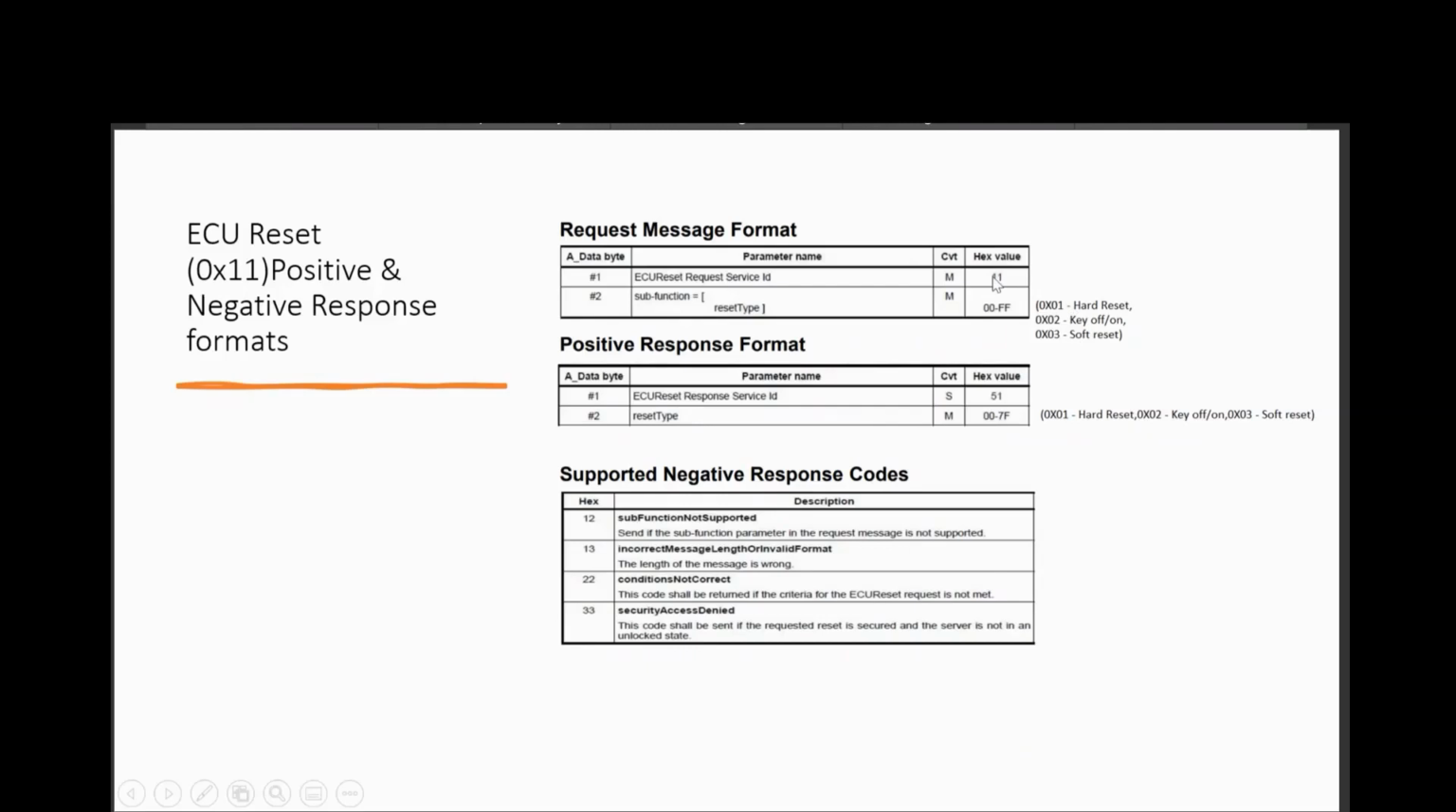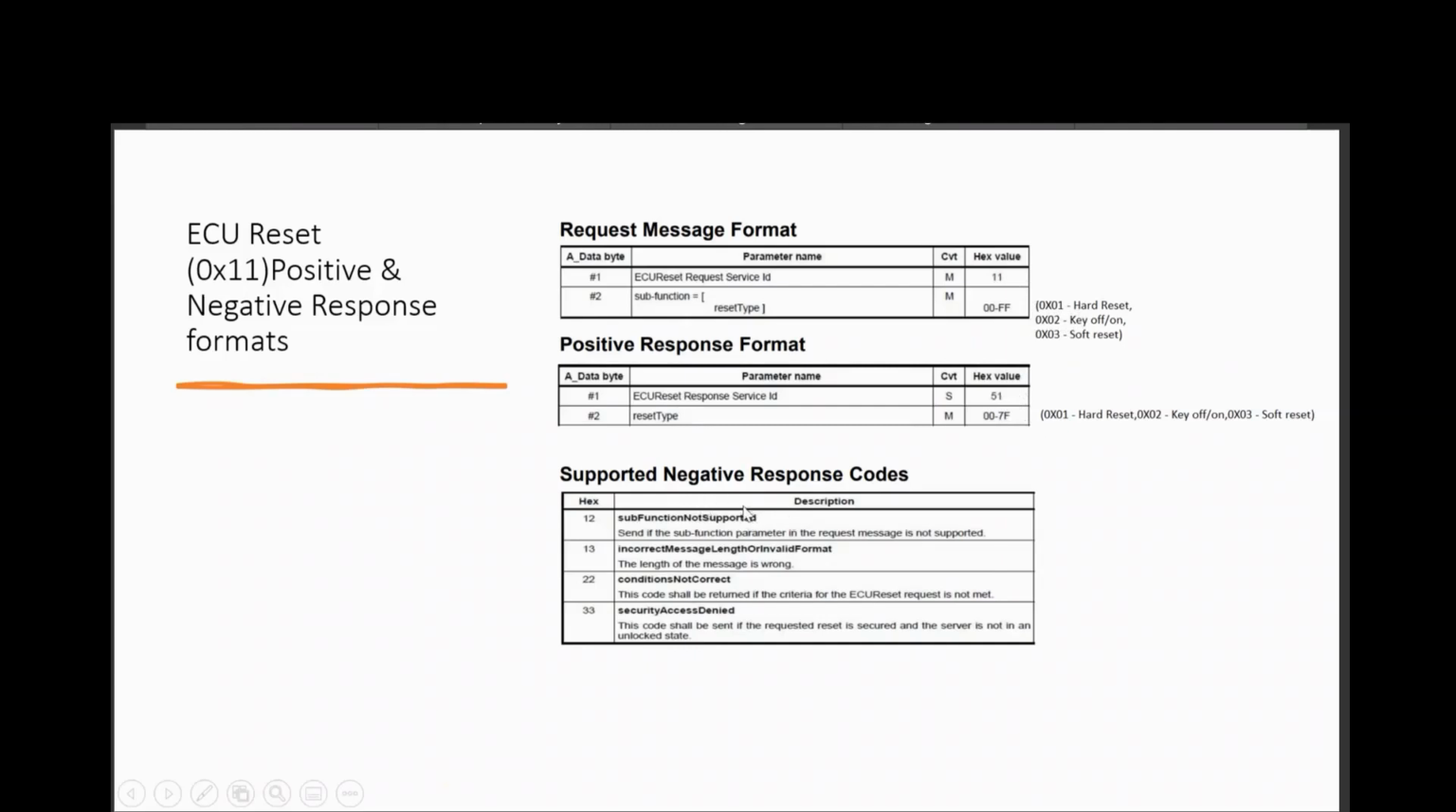And the positive response, as I told, for everything we have to add 40. So 11 plus 40 is 51, followed by whichever request you give. For example, if you give hard reset, 1101, here it will come like 5101. That is a positive response.